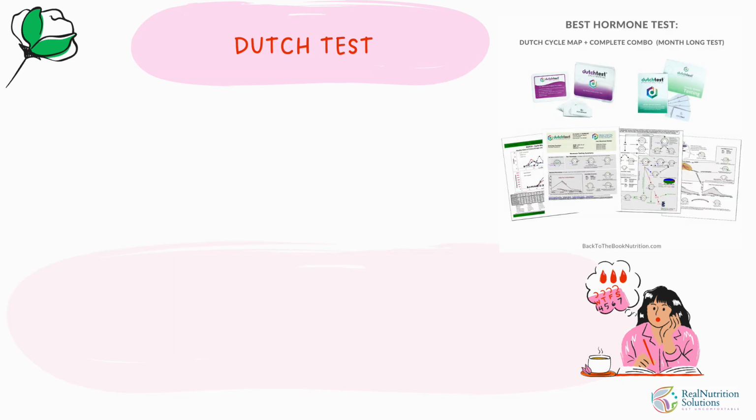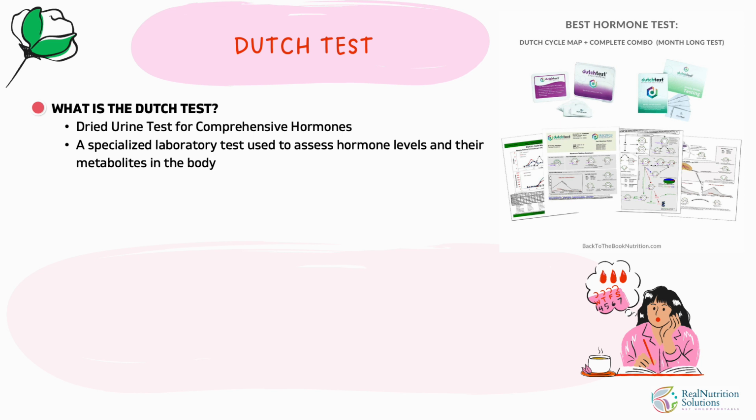The Dutch test. So what is the Dutch test? Well, the Dutch test is an acronym which stands for Dried Urine Test for Comprehensive Hormone. It's a specialized laboratory test that is used by functional nutrition and functional medicine practitioners to help in identifying hormone levels and the metabolites that are created in the body.